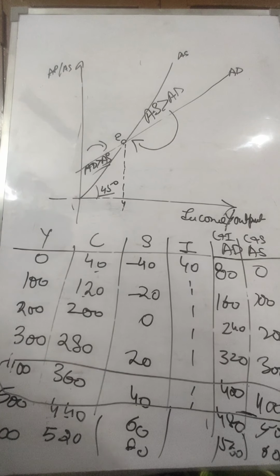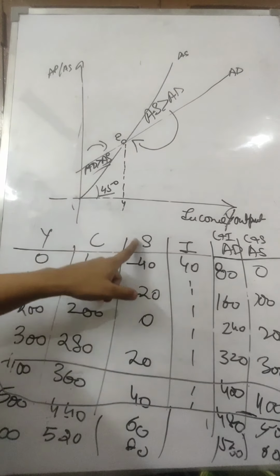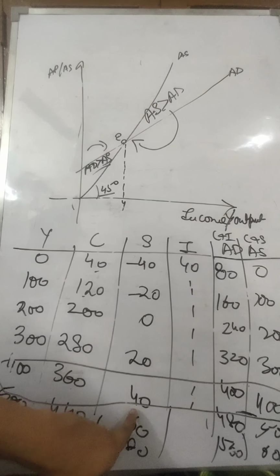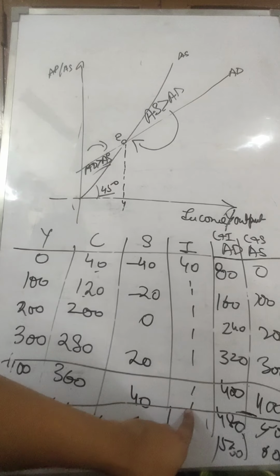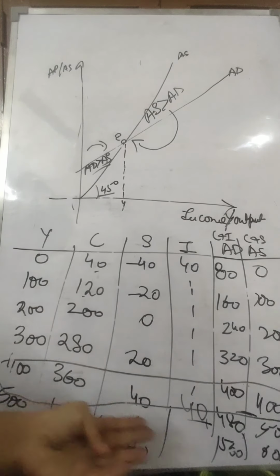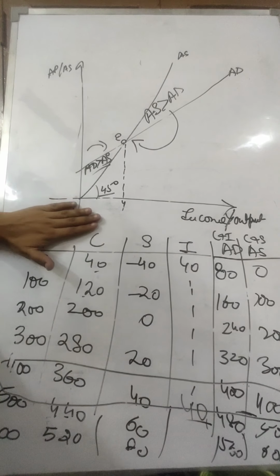Now, counting with the savings and investment approach. This is again very important, and we will be following the same schedule. At this level, you can see savings is 40 and investment is again 40. As I have stated, we are taking autonomous investment, so I will take the schedule the same.